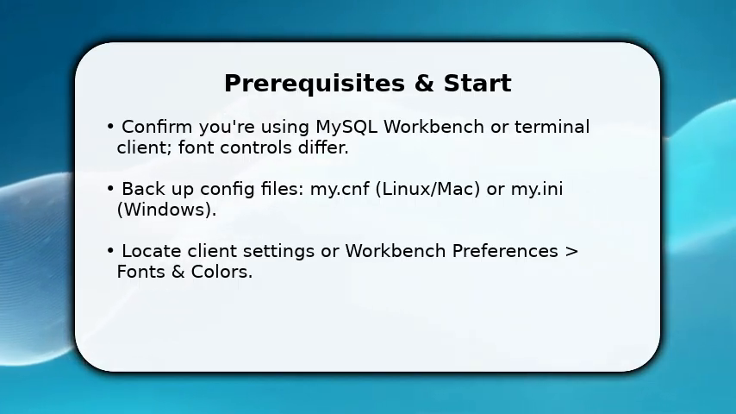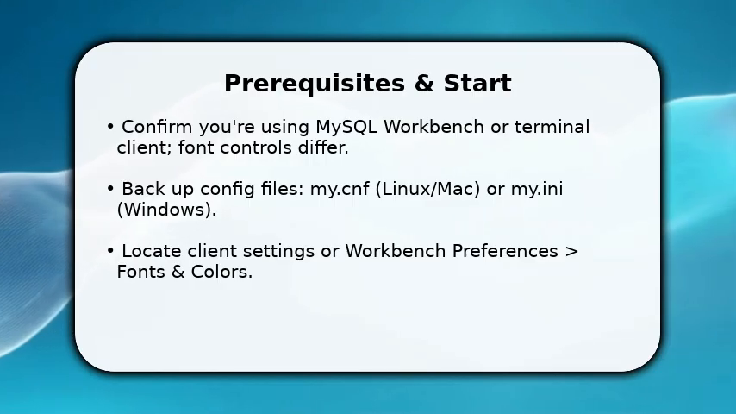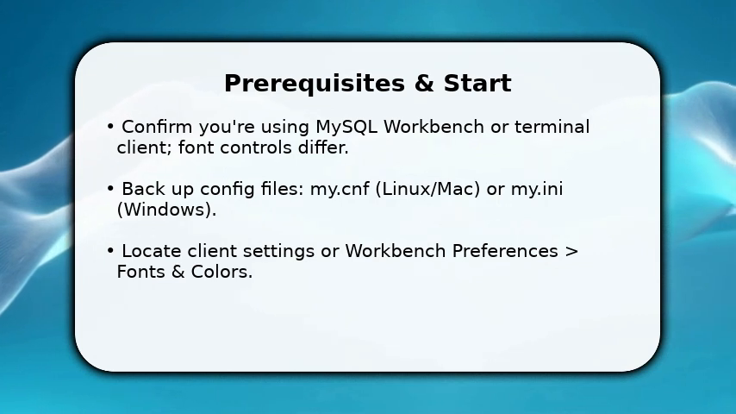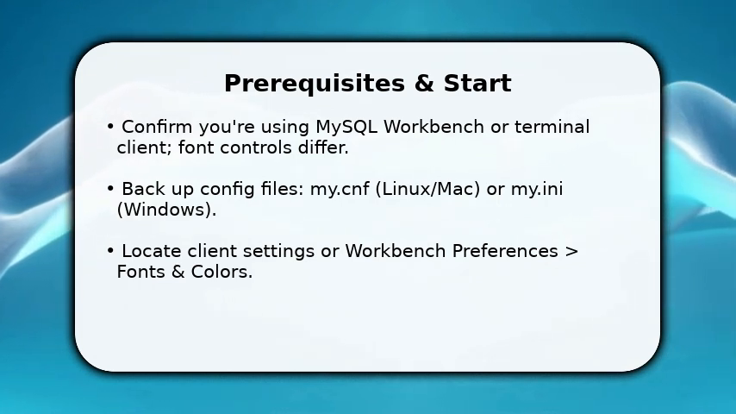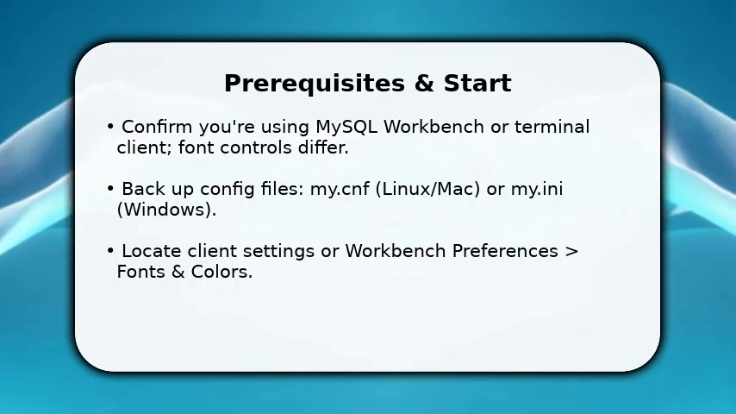Next, find the Fonts and Colors section in Workbench or the Terminal Emulator settings if you use CLI. Do this now so the first actionable edits are immediately available. No waiting, just the precise file and UI panels you'll edit.